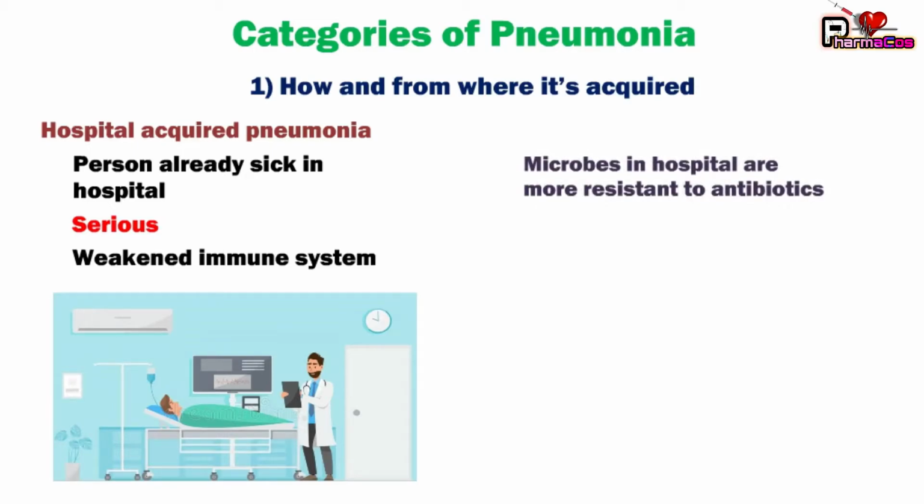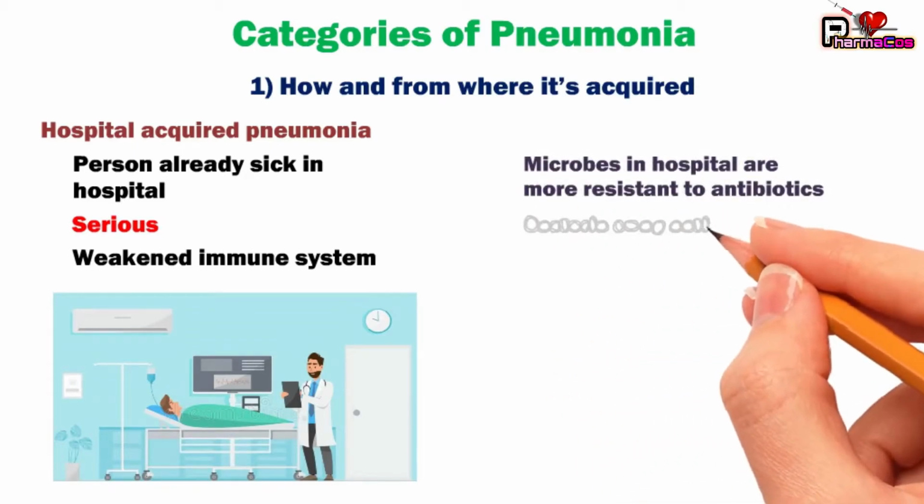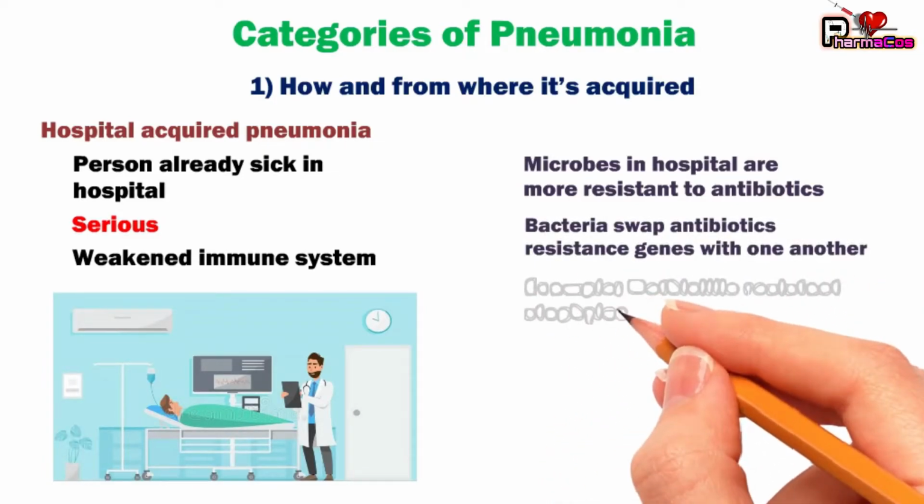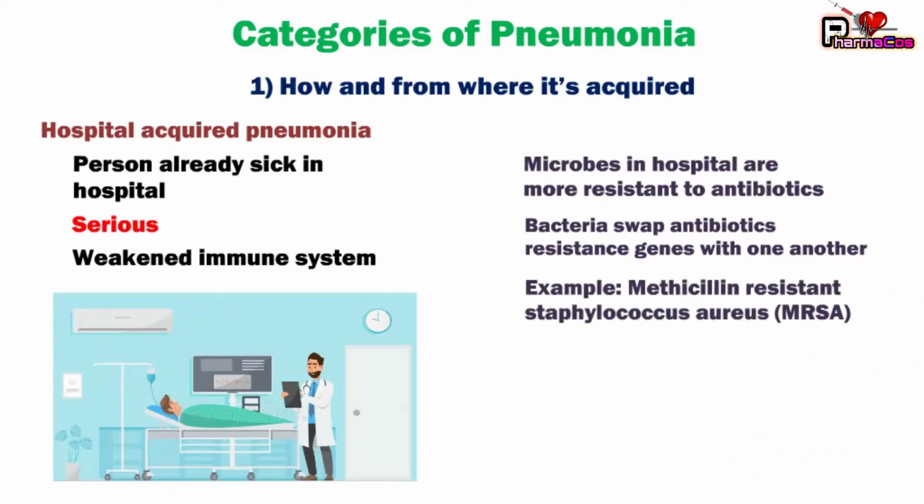This type of bacteria are able to swap some of their antibiotic resistance genes with one another. A well-known example is methicillin-resistant Staphylococcus aureus, or MRSA. Non-resistant Staphylococcus aureus can cause pneumonia and other infections, but it can also be killed by some common antibiotics like ampicillin. MRSA, on the other hand, is resistant to many antibiotics and is therefore harder to treat.